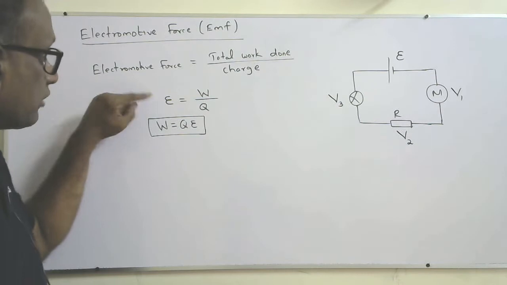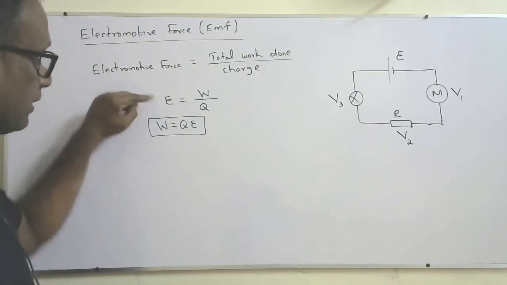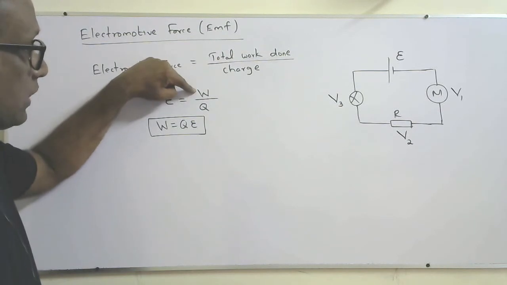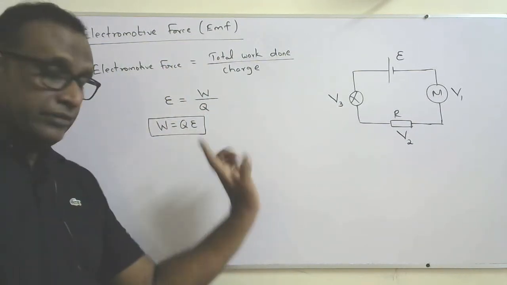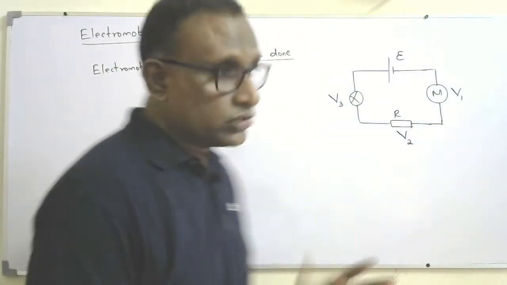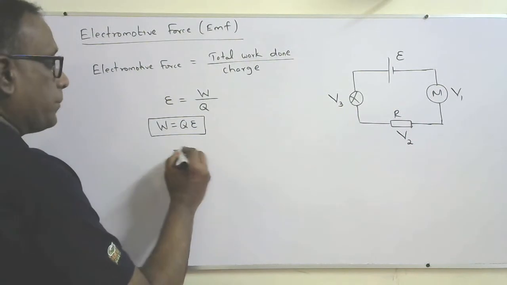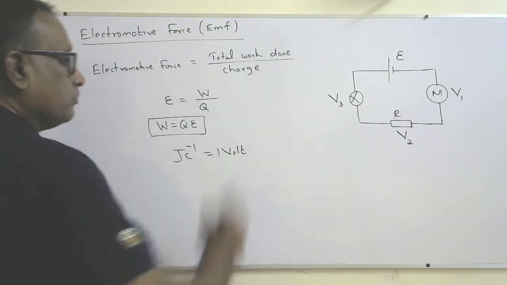So electromotive force is denoted by epsilon, like a 3 the other way. Epsilon equals total work done W over Q. So W equals Q times EMF. Here also the unit of electromotive force is the same, joule per coulomb. 1 joule per coulomb equals 1 volt.